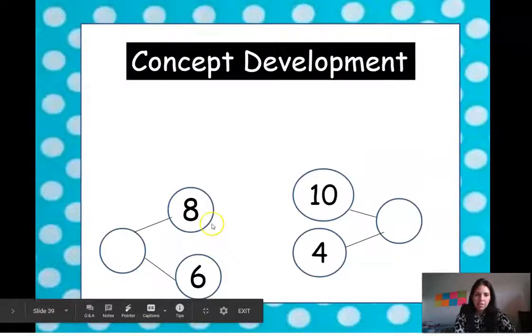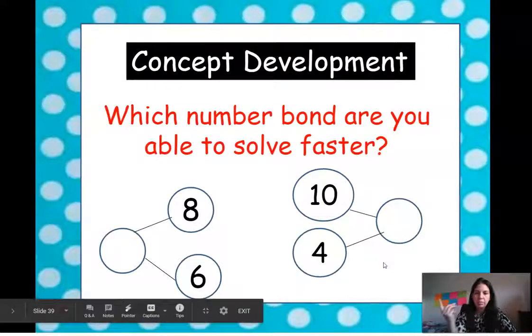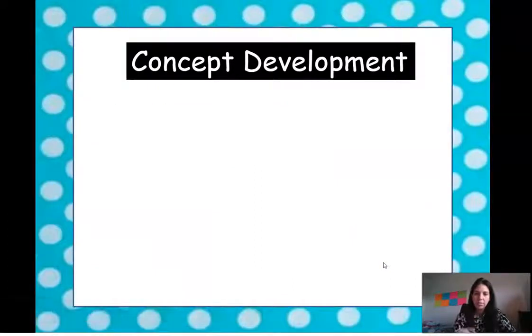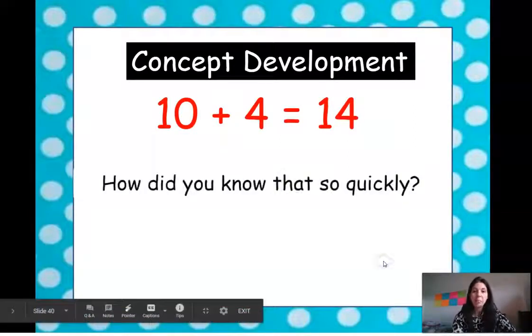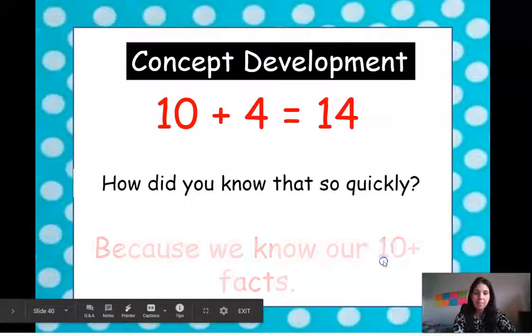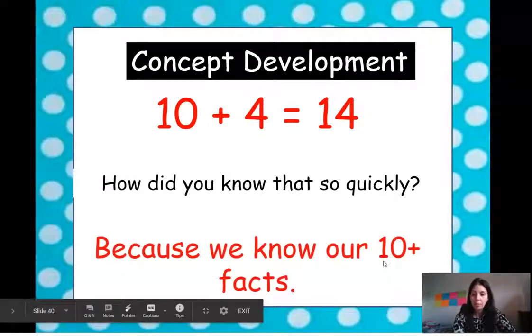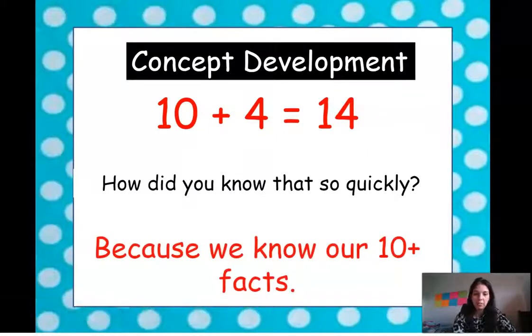Looking at these two number bonds, which one is easier to solve? If you look at 8 and 6, what's the whole? Or 10 plus 4, what's the whole? Which one's quicker to solve? Ten plus 4 is quicker to solve because we know our 10 plus facts, right? So that makes it a lot quicker for us to solve it.